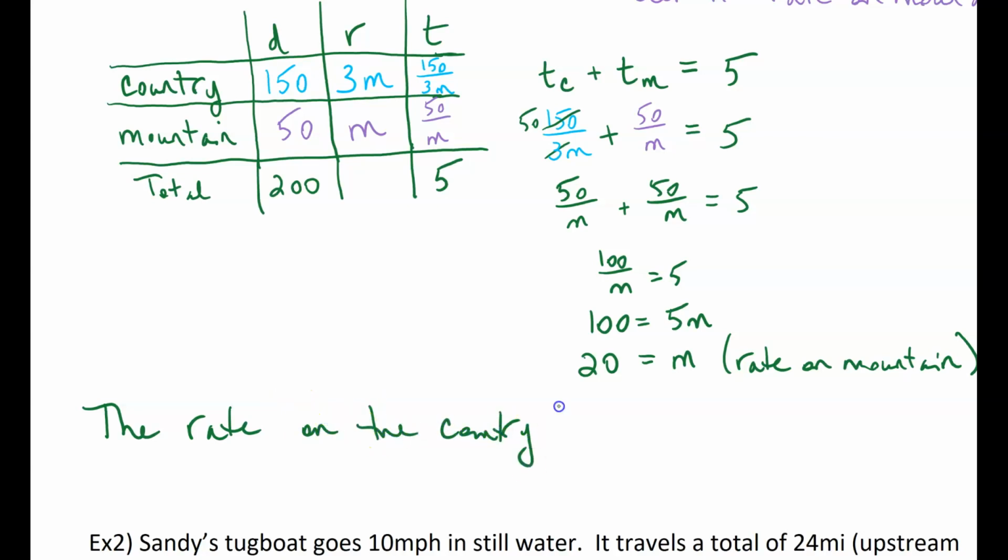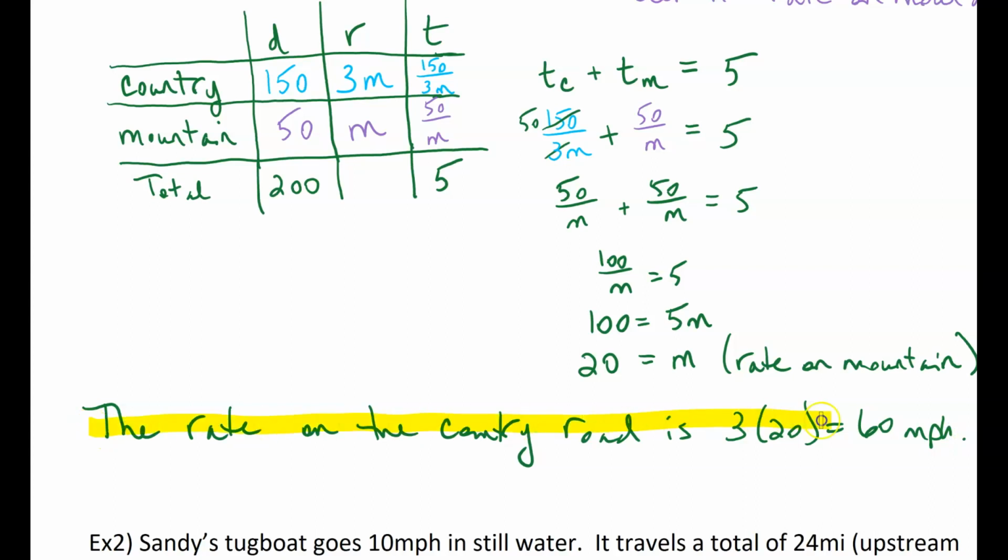So the rate on the country road is 3 times 20, or 60 miles per hour. Okay. What do we think? Any questions? Let's look at the next one.